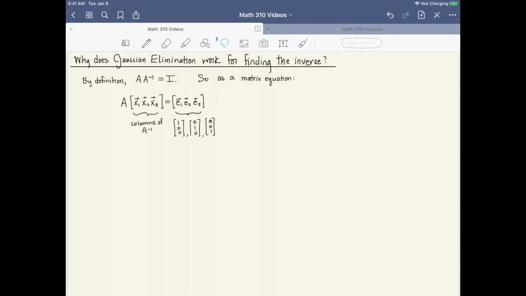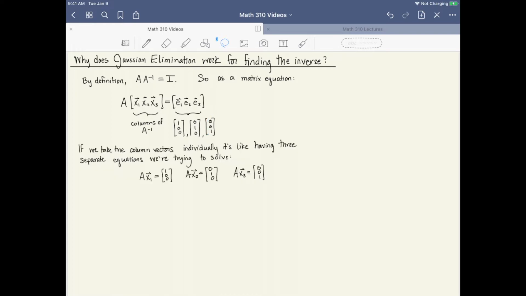So if you think about it, we're really taking 3 equations simultaneously. A multiplied times the first vector x1 should give us e1, which is 1, 0, 0. And likewise, A times x2 should give us 0, 1, 0, and A times x3 should give us 0, 0, 1. Writing it out, we see the 3 individual separate equations that we're trying to solve simultaneously: A x1 equals 1, 0, 0, and so on and so forth.